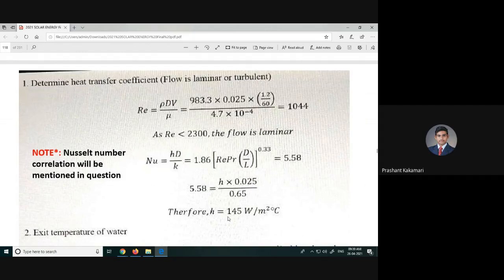So all of you take 1 or 2 minutes and check these values. Is this answer correct?